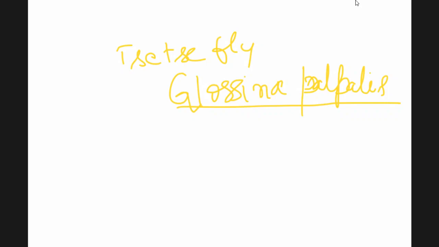Then what the mosquitoes, this parasite does: mosquitoes can suck blood of even monkeys also. Do you know?